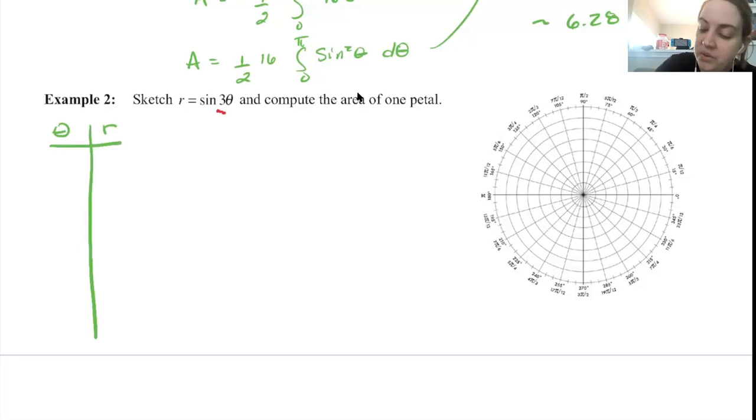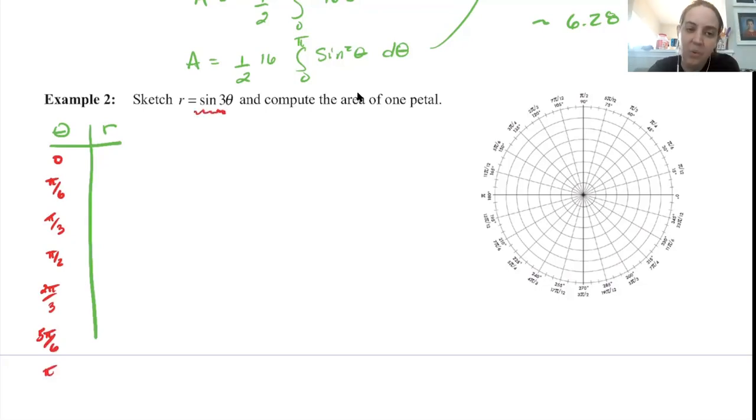So I'm going to choose 0, pi over 6. I'm going to skip over the pi over 4, pi over 3, pi over 2, 2 pi over 3, 5 pi over 6, and then pi. Now, if I take each of those values and put them into sine of 3 theta, well, sine of 0 is 0. 3 times pi over 6 is pi over 2, so sine of pi over 2 is 1. Pi over 3 times 3 is just pi. Sine of pi is 0. Pi over 2 times 3 would be sine of 3 pi over 2.